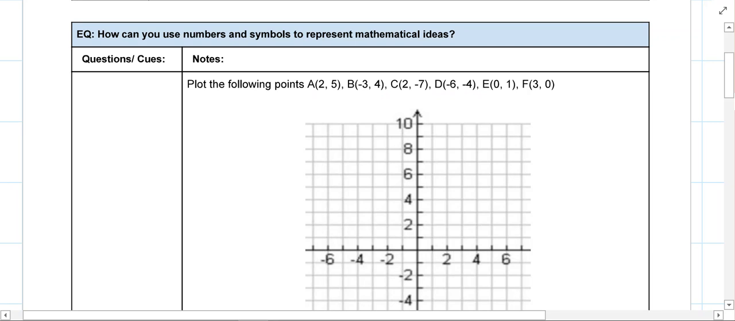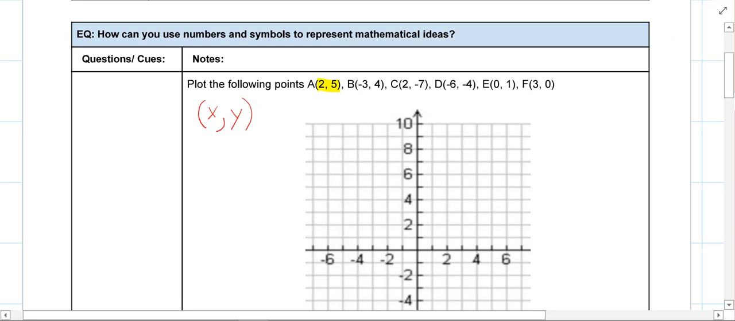There are 6 points we need to plot. Each point comes with its ordered pair. An ordered pair is an X and a Y value. They're written specifically with a parentheses, the X value, a comma, a Y value, and the end parentheses. Now you must have all of those pieces to be an ordered pair. If you leave off the parentheses, then it is not considered an ordered pair.